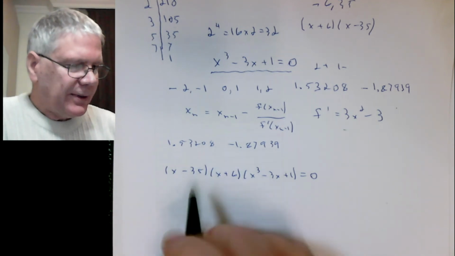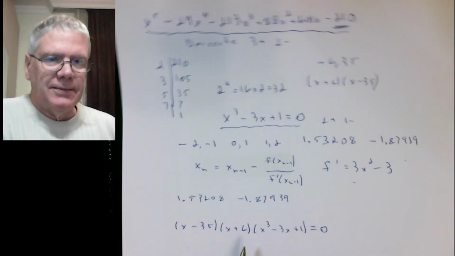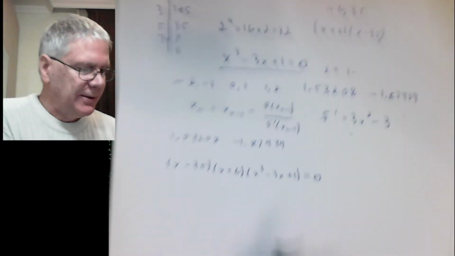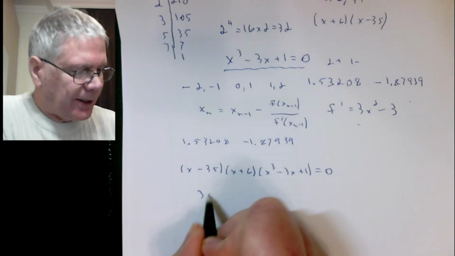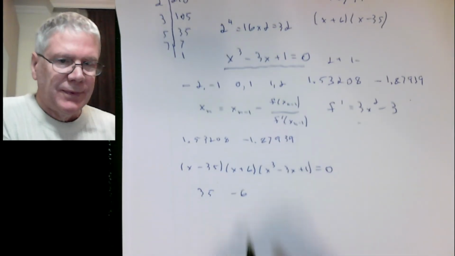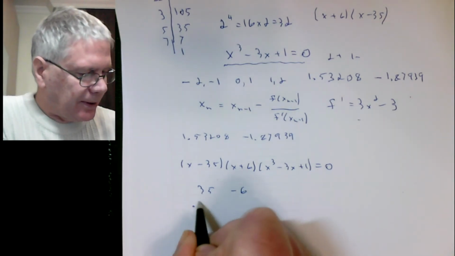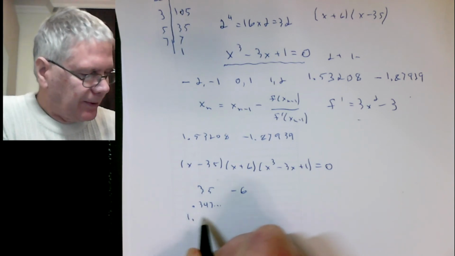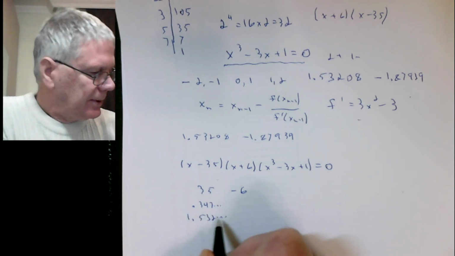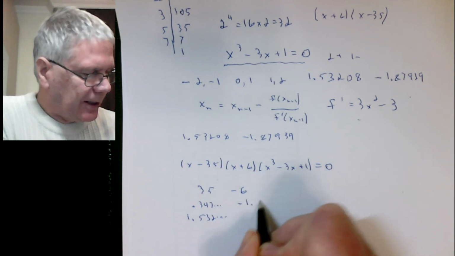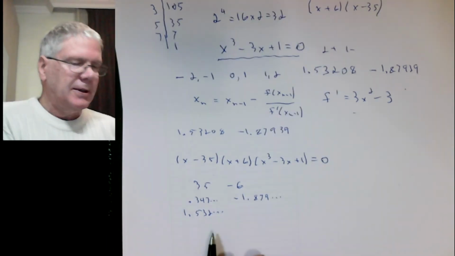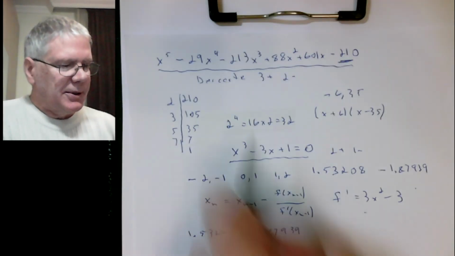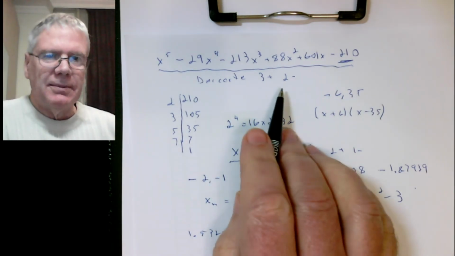So we do have 5 roots. We expected 5 roots from the 5th order, and we expected 3 plus and 2 minus. So we have a 35, and we have a minus 6, and we have a 0.347, and a 1.532, and a minus 1.879. So here are 3 positive roots and our 2 negative roots. So Descartes' rule still works. It still tells us how many plus and how many minus.